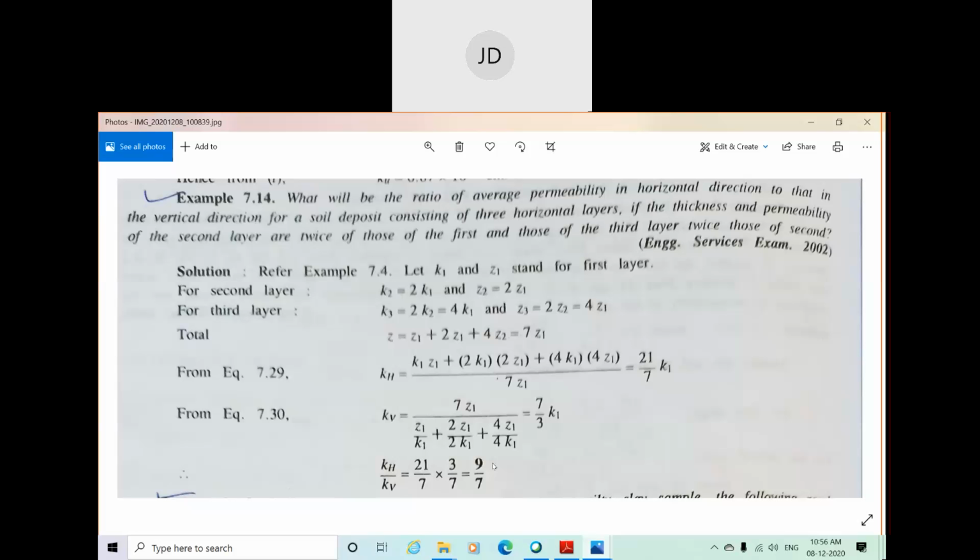So this is all about today's class. I have shown two problems. You can also try similar problems related to the coefficient of permeability through stratified soil. It's very easy to understand and easy to do. So here I want to close my sharing now.